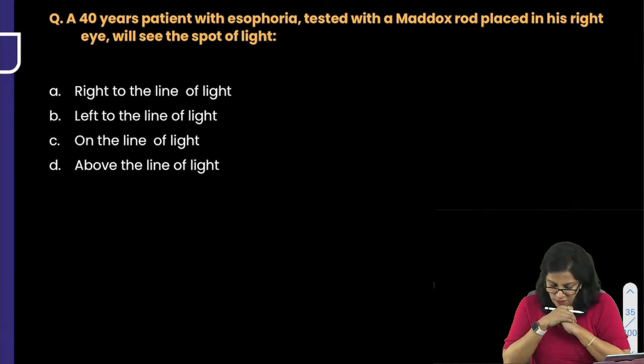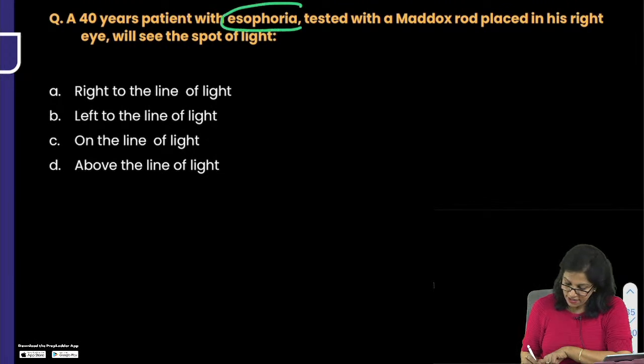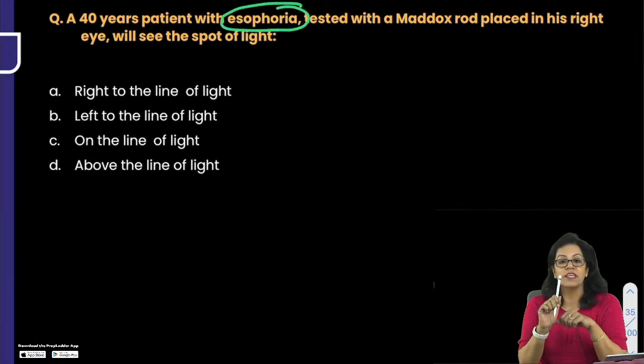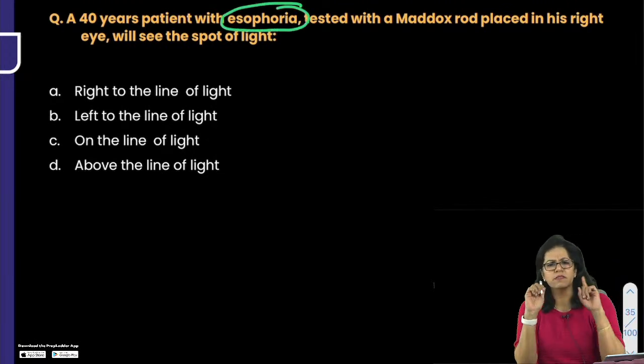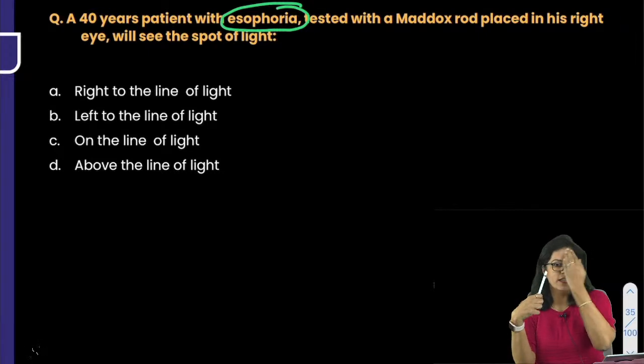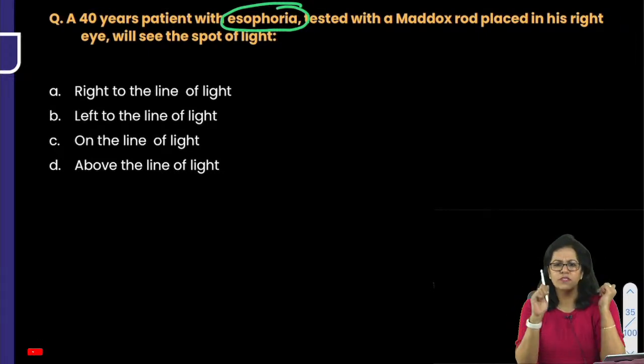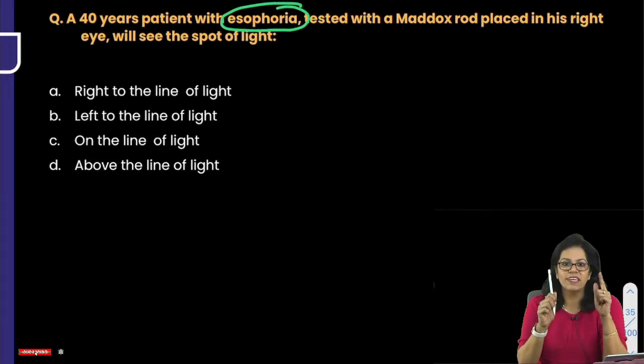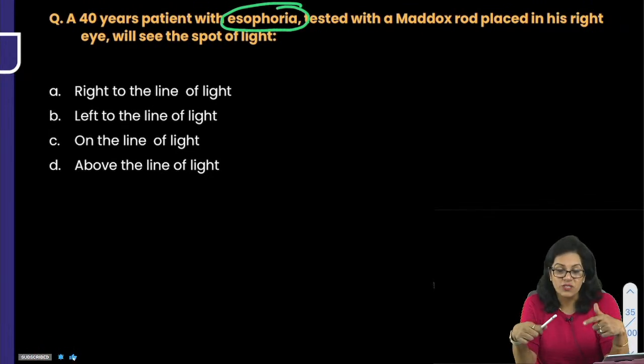A 40 years old patient with esophoria. Okay, first of all, you have to know phorias are latent squints, which means when you look at the patient, you feel okay, the eyes are looking straight. When you cover one eye by cover uncover test, you see there is some break of fusional reflex and then we can catch hold of the squint. That is called phoria or latent squint.